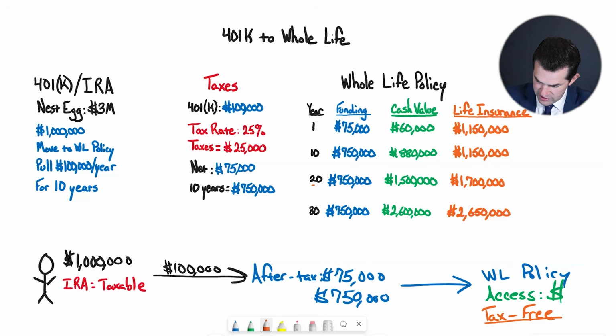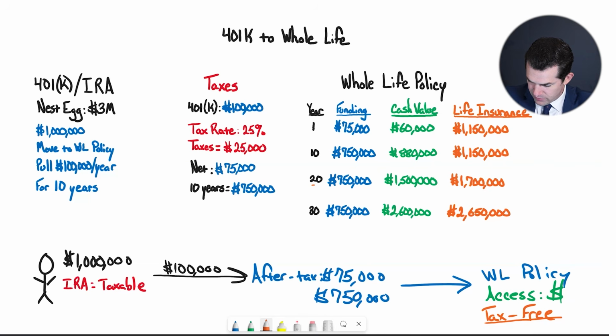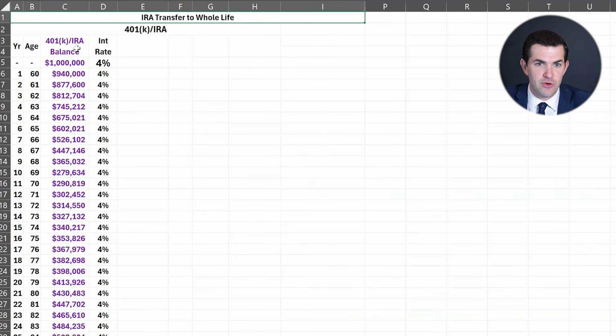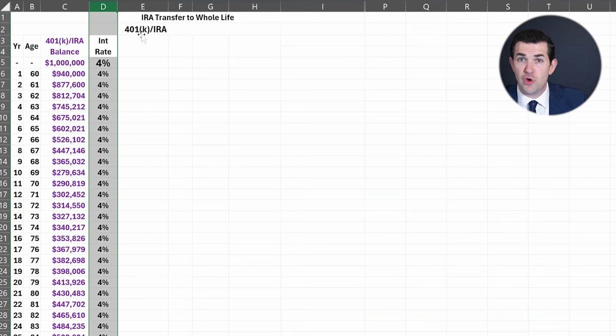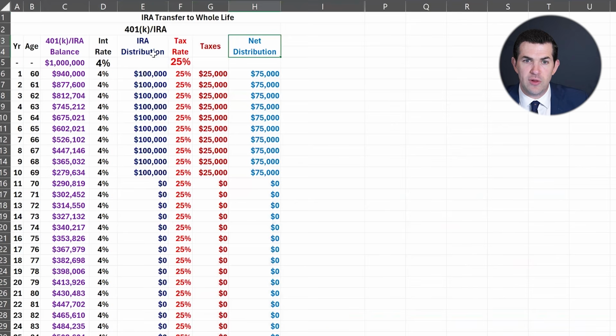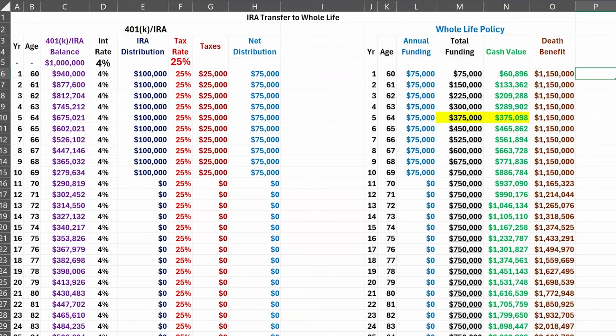So let me show you the actual illustration here, and we've got the IRA as well. So here we've got $1 million in an IRA for a 60-year-old individual earning a conservative return of 4%. He's going to pull out $100K per year, but we've got our tax rate of 25%, taxes of $25K per year, and a net distribution of $75,000. Then he's going to move that over to a whole life insurance policy, and the numbers you just saw in that chart are pulled from this illustration. So there's your cash value, there's your death benefit. If we look at year 30, there's your cash value at 2.6, and your death benefit is worth about $2.65 million.